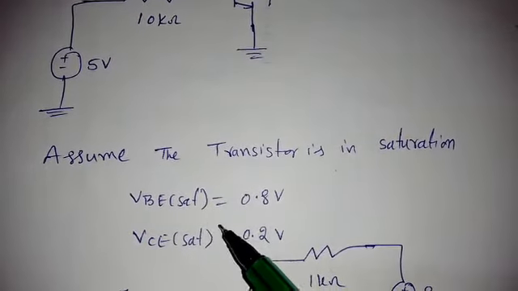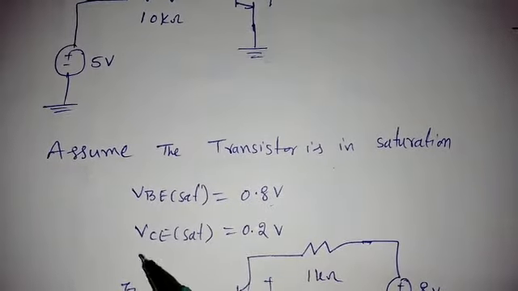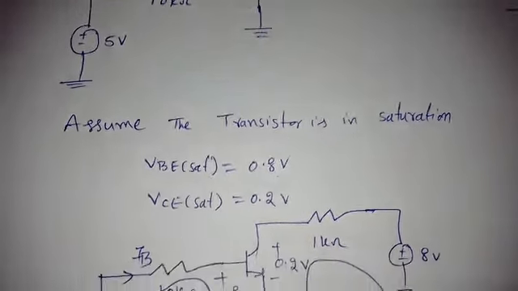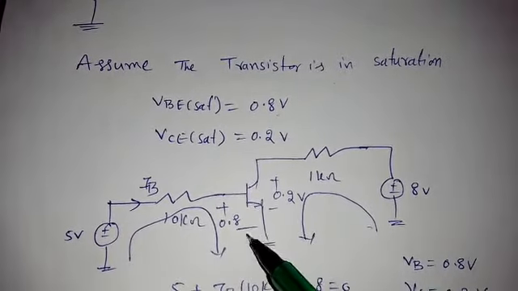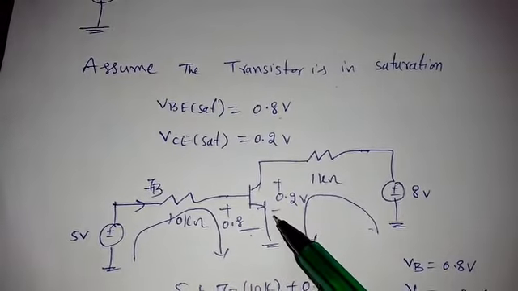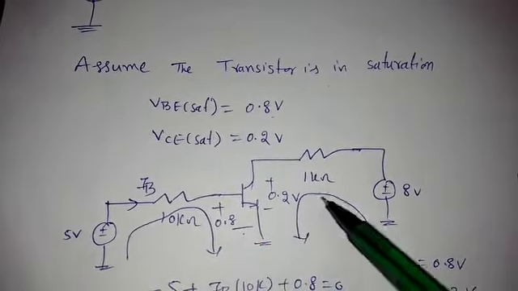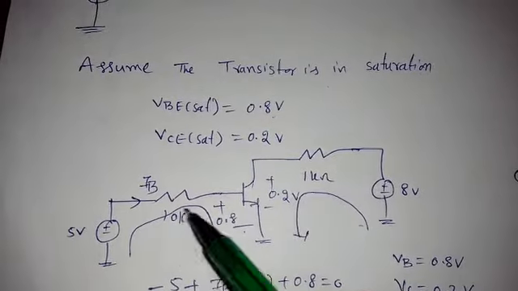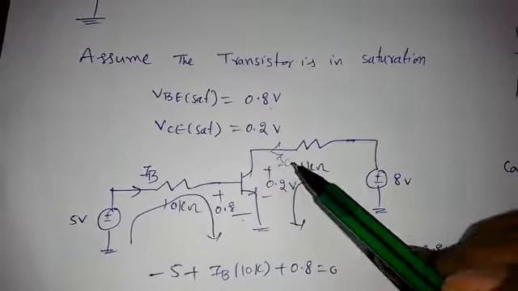So for the saturation region, what are the conditions? VB sat is 0.8 volts and VC sat is equal to 0.2 volts. That means the circuit will become like this. So VB should be 0.8, VC should be 0.2. Now what we will do here is, by applying KVLs at the input side and at the output side, we will find IB, IC and VC, VE, right?